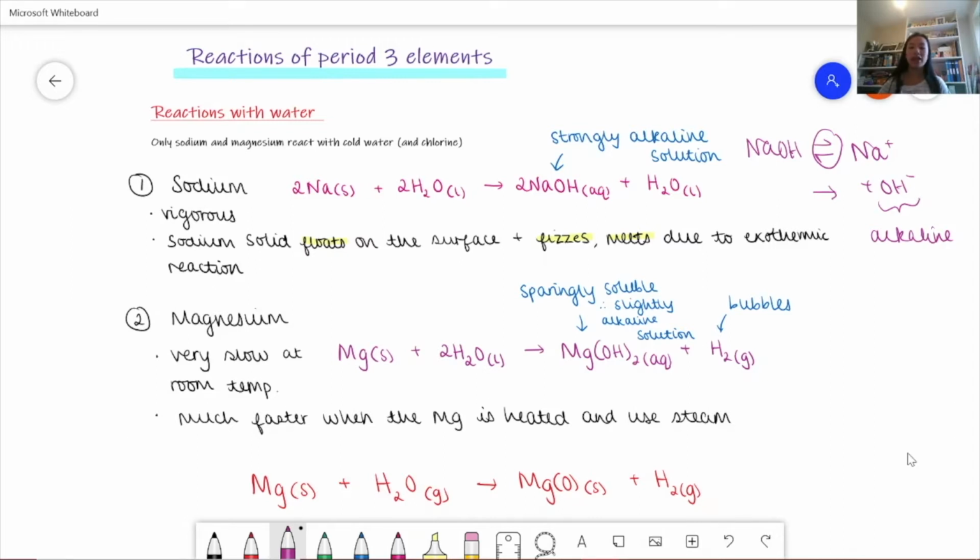And so you get magnesium added with water to form magnesium oxide and hydrogen. And there shouldn't be any brackets there, it should just be magnesium oxide.